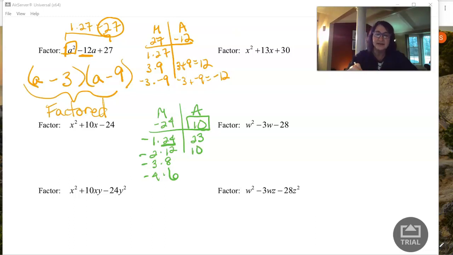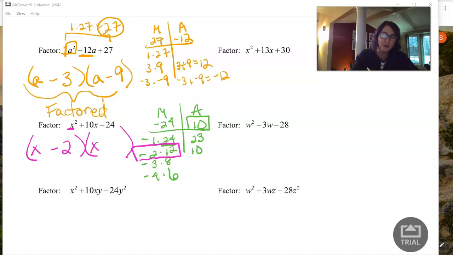So that means that negative 2 and 12 are going to be the factors that I use in order to create my factored form. So I'm going to go ahead, set up my 2 sets of parentheses, take my x squared and split it. Then I take my negative 2, so I make minus 2. My positive 12 makes plus 12. I'm good. That is factored.